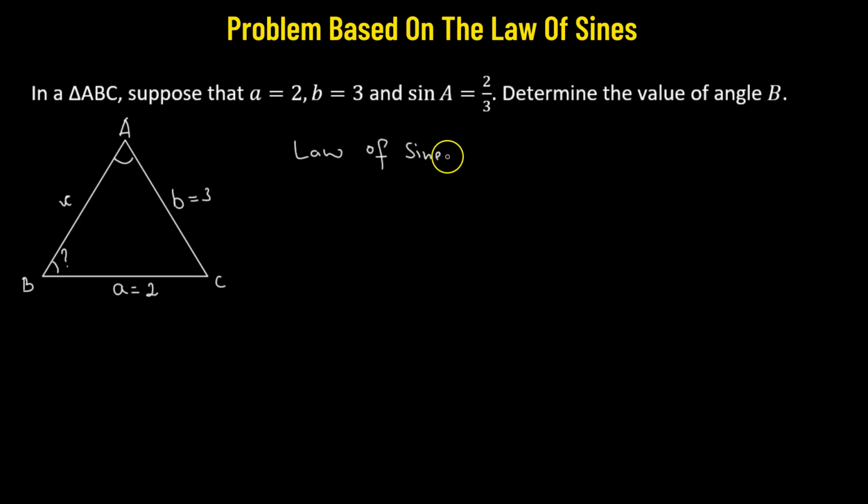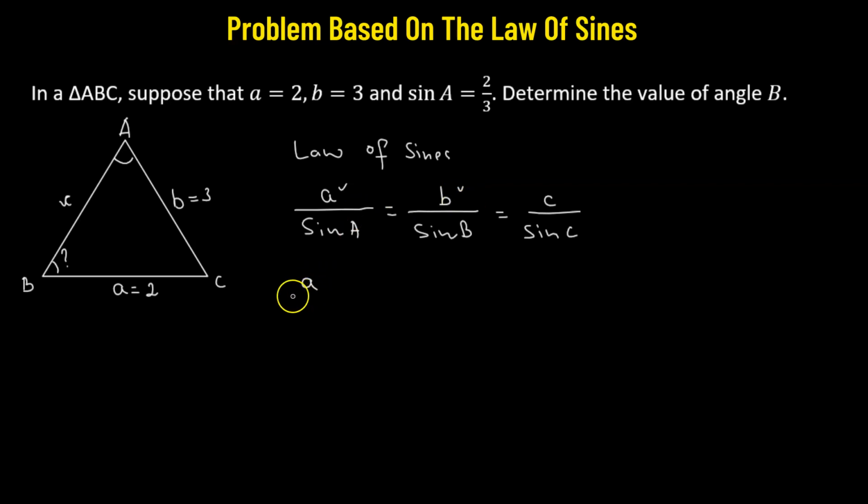The law of sines states that if we take the ratio of side a to the sine of the angle opposite to it, the angle opposite to it is A, this will be equal to the ratio of side b to the sine of the angle opposite to b, that's B, equals c over sine C. So this is the law of sines. Now here we are provided with the values of a and b. So we'll use this ratio, a over sine A equals b over sine B.